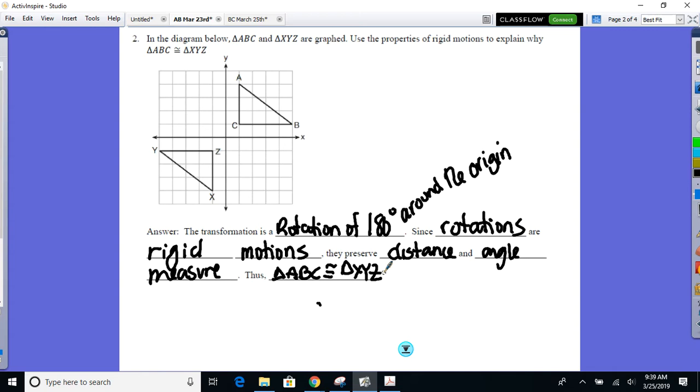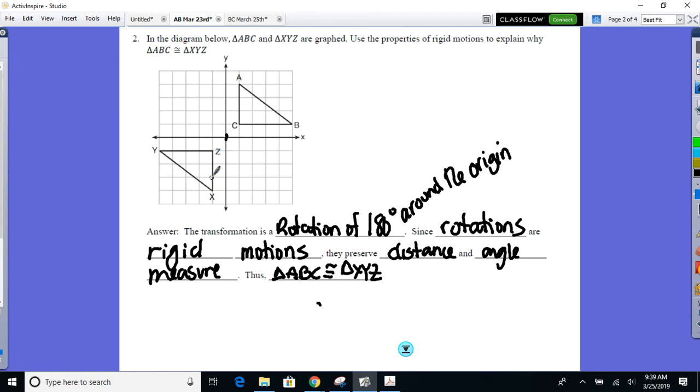Yes, Remy, go ahead. Through what? The origin? Okay, remember, reflections through the origin. So I'm going to go from A to X. Ready? So I go over to the left 1, down 1, 2, 3, 4, right? Left 1, 1, 2, 3, 4.